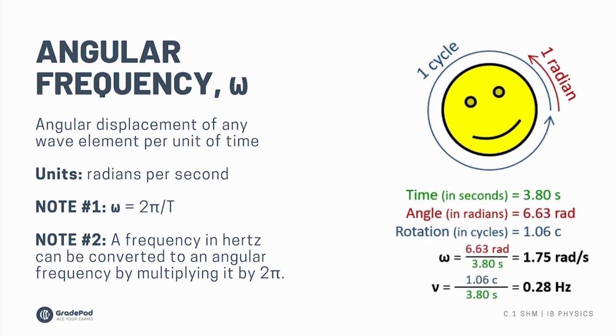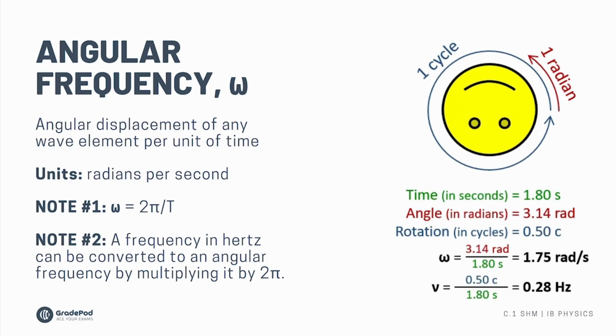Angular frequency is the rate of change of angular displacement, and the units for this are radians per second. But I'd like to discuss 2 notes. Note number 1 is that angular frequency is equal to 2 pi over T. And do you remember that frequency is equal to 1 over T? So there's a really nice relationship there that helps you remember what the formula for angular frequency is. And if you want to take a frequency in hertz and convert it to angular frequency, you simply multiply it by 2 pi.